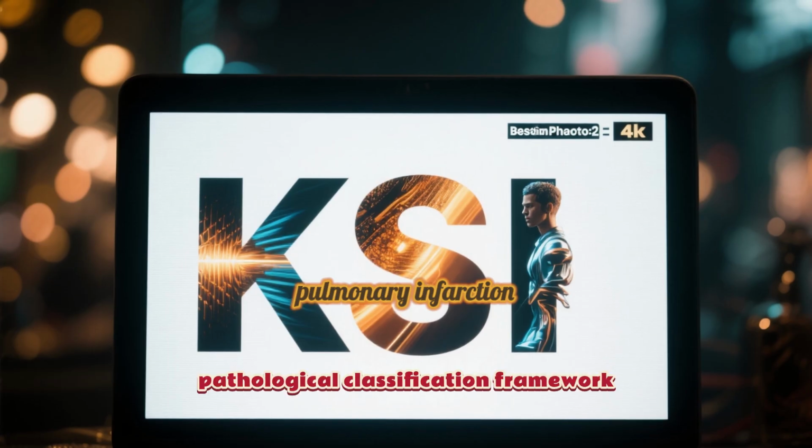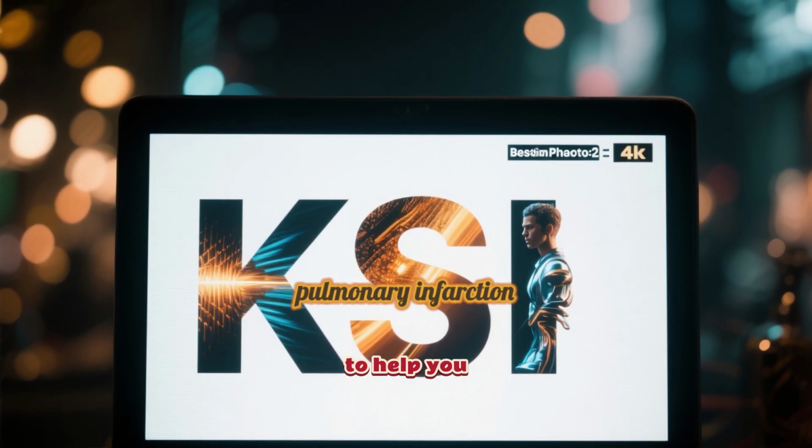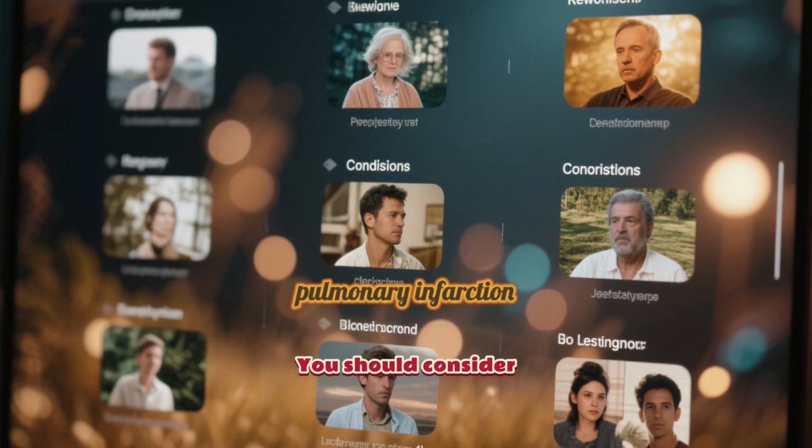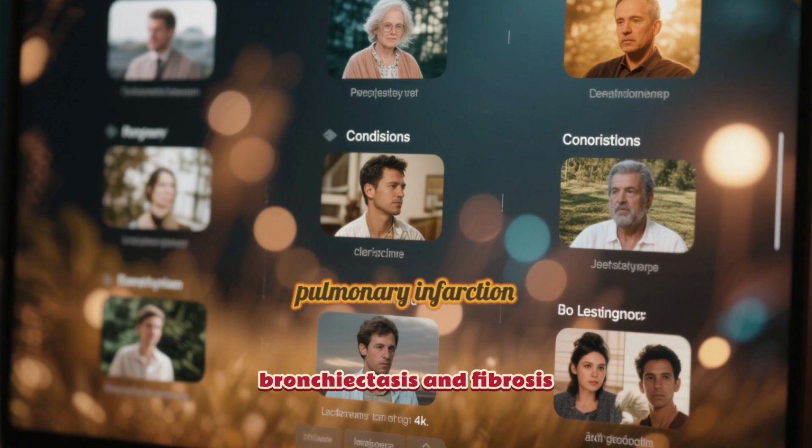No. 6. Pathological classification framework. This is my mnemonic, KSI, to help you remember the main categories. You should consider collapse, consolidation, hyperinflation, bronchiectasis, and fibrosis.